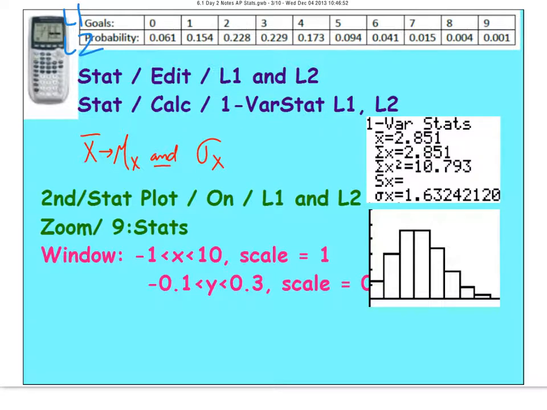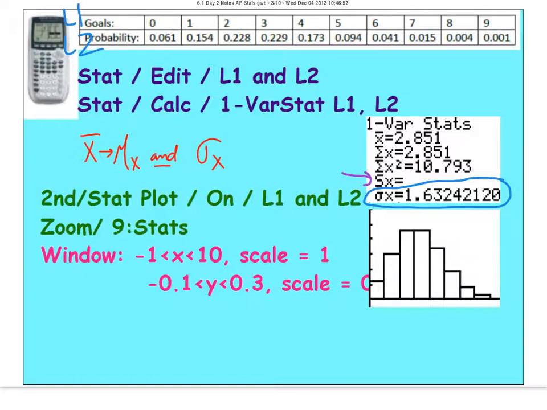Now it defaults by looking at list 1, so we need to tell it to look at 2 lists. If you're in the old operating system, you're going to have one variable stat do list 1 comma list 2. Otherwise, when the screen pops up, make sure you select list 1 and list 2. When you hit enter, you're going to get the standard deviation. Remember, we are looking at sigma sub x, which is right here. And you're going to notice they don't even give you a sample standard deviation. The calculator recognizes that this is a probability distribution. And there is your standard deviation.